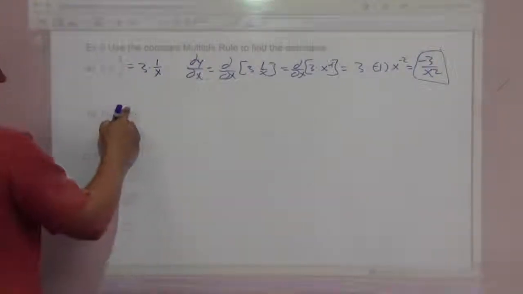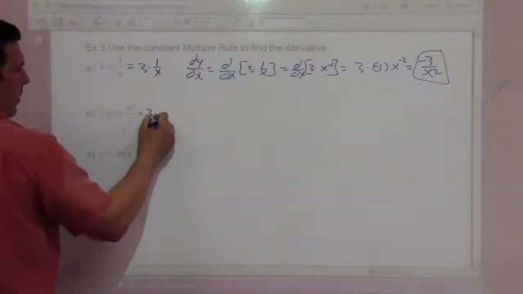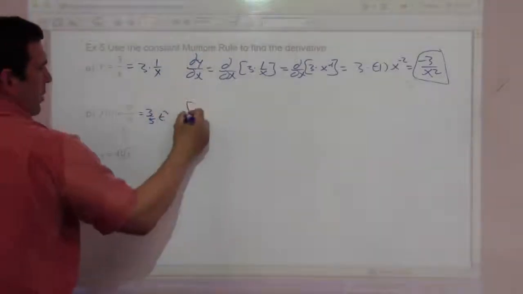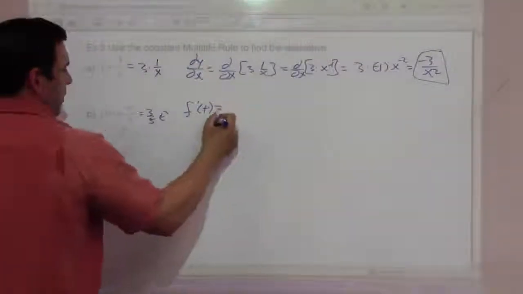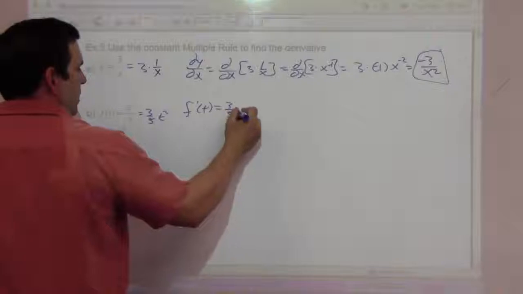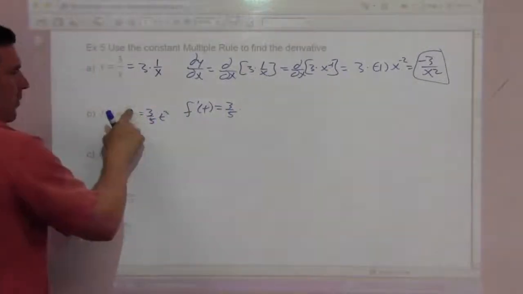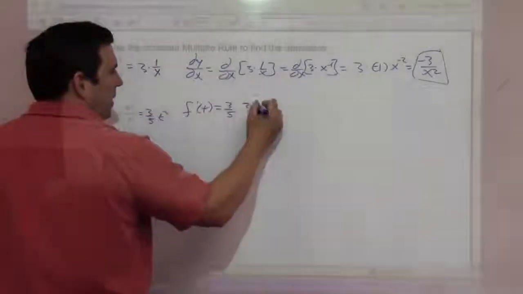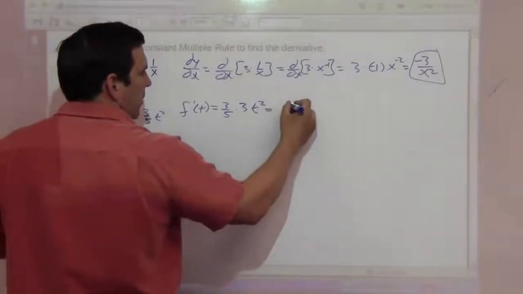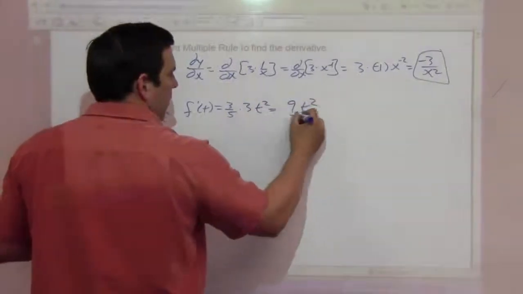F of t equals 3t cubed over 5. Think of this as 3/5 t cubed. So f prime of t is going to be 3/5 times the derivative of t cubed, which is 3t squared. So it's going to be 9t squared over 5.